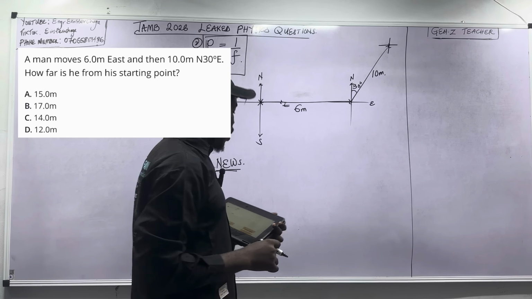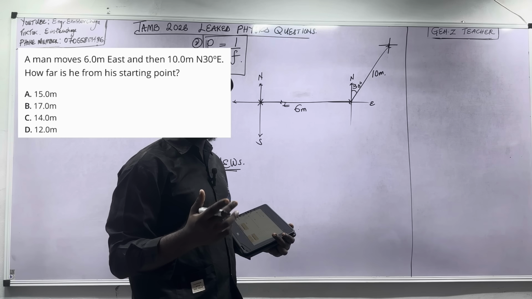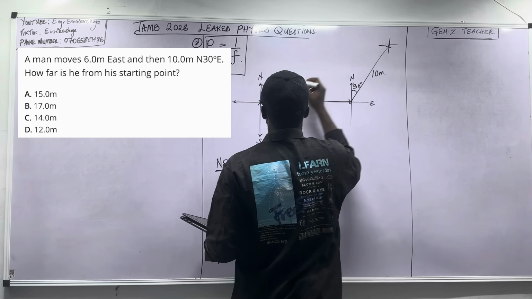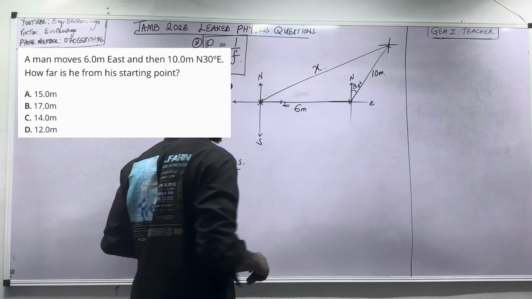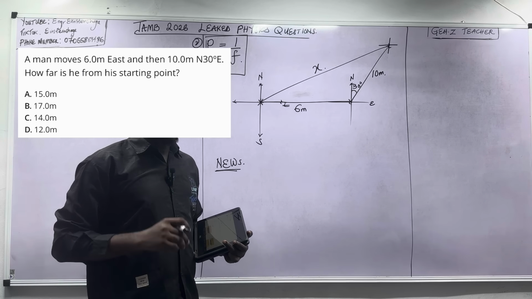Now we're asked how far is he from the starting point. So this is the starting point, this is the final point. You're going to connect the dots together. This is what we're looking for. So quickly we have that diagram on the board, and we look for the value.